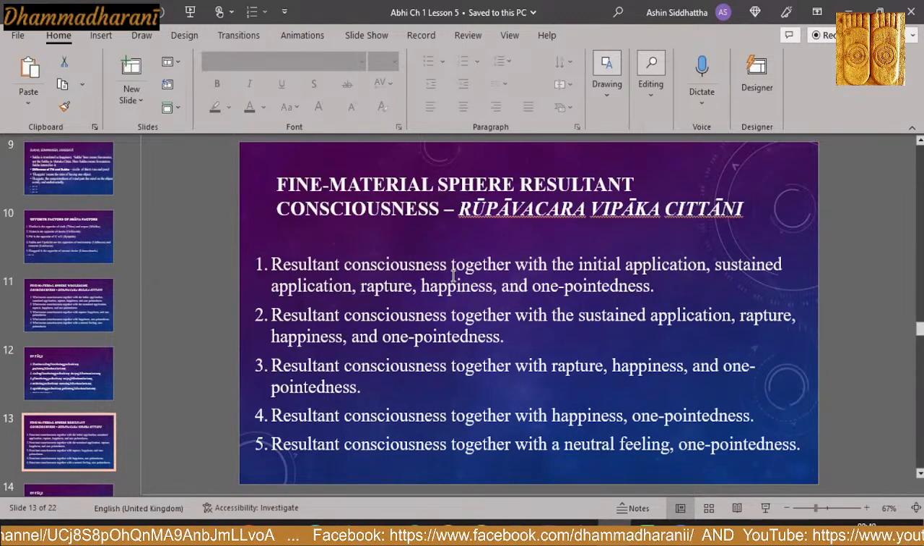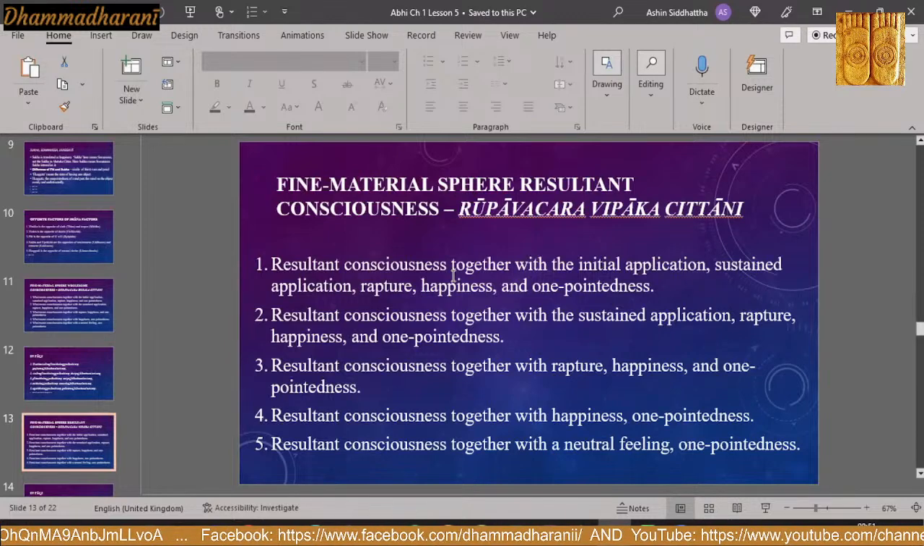So what are the 5 vipaka cittas? Resultant consciousness together with the initial application, vitakka, sustained application, vicara, rapture, piti, happiness, sukha, and one-pointedness. Second, the second jhana vipaka citta, resultant consciousness together with sustained application, vicara, rapture, piti, happiness, sukha, one-pointedness, ekaggata.